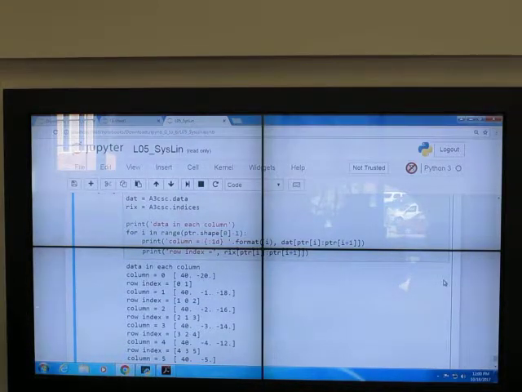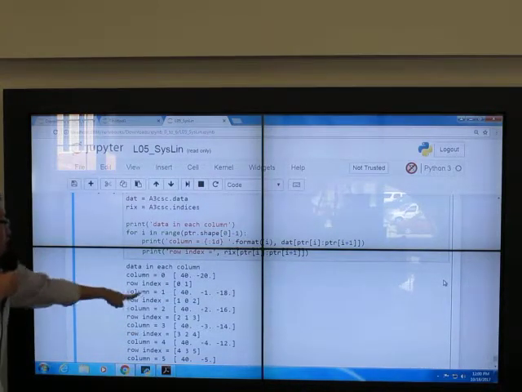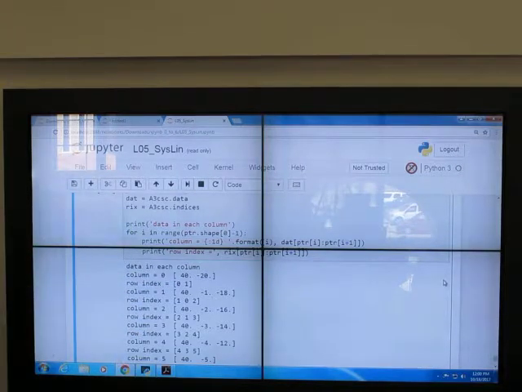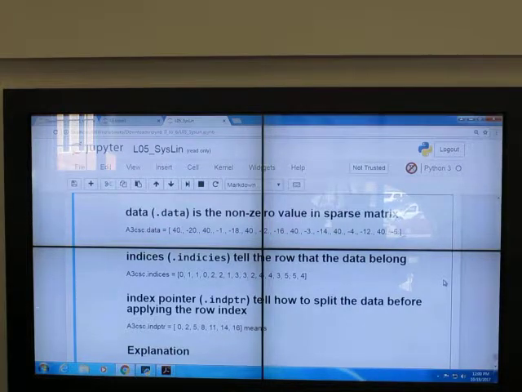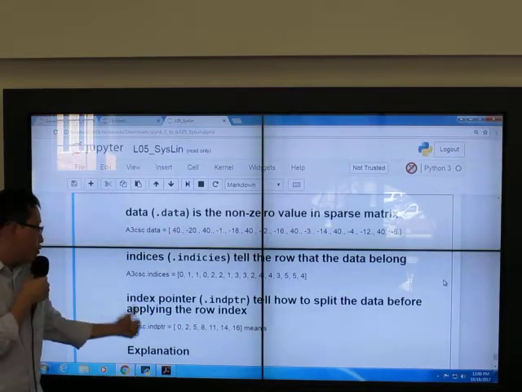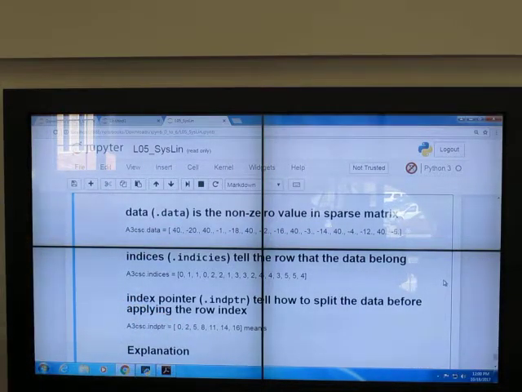Column 0, I have 2 numbers. Column 1, I have 3 numbers. Why do I have 3 numbers in column 1? Because I have from 2 to 5, so I have 2, 3, 4. The data locations 2, 3, 4 are in column 1.